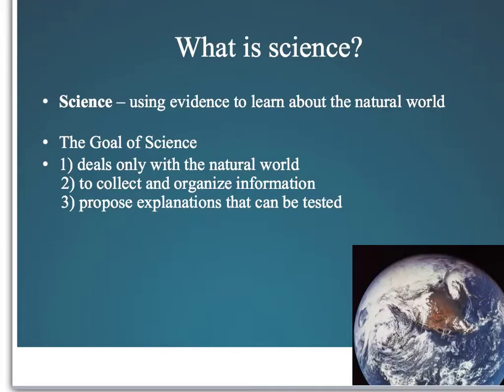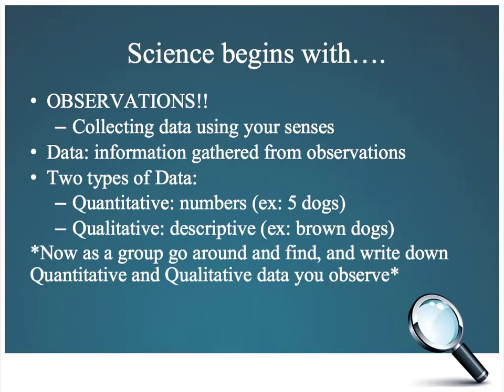Okay, so before we talk about the scientific method, we need to talk about what exactly science is in general. I know you guys already know, but just to give you a definition, it's using evidence to learn about our world. So in the goals of science, we only want to deal with the natural world, and we want to collect and organize any information that we get from it. And from that, we want to propose explanations that can be further tested to help us better understand our natural world. All science begins with observations, and an observation is as simple as collecting data using your senses.